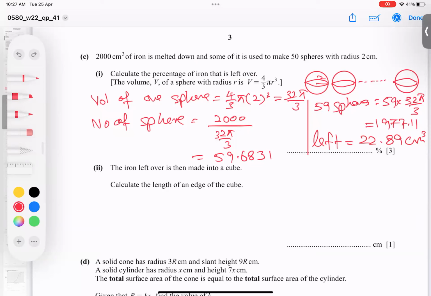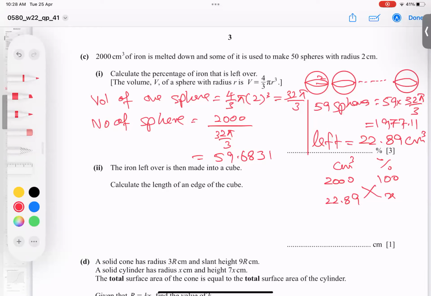So how to get percentage, students? The total is 2000, so 2000 I will treat as 100%. Centimeter cube and percentage: 2000 centimeter cube I will treat as full, because full means 100, and 22.89 is equal to what? So that's it. Cross multiply.